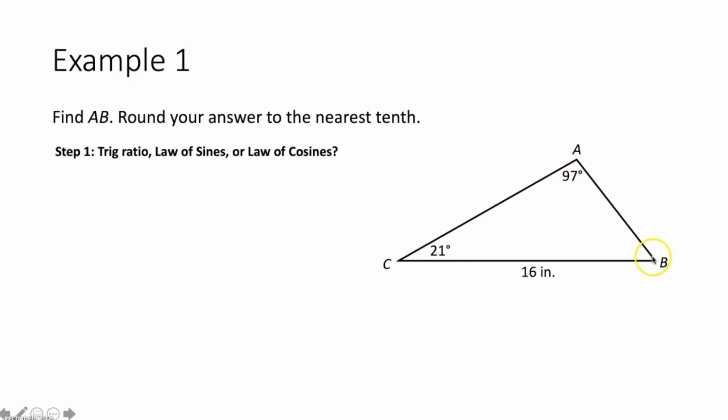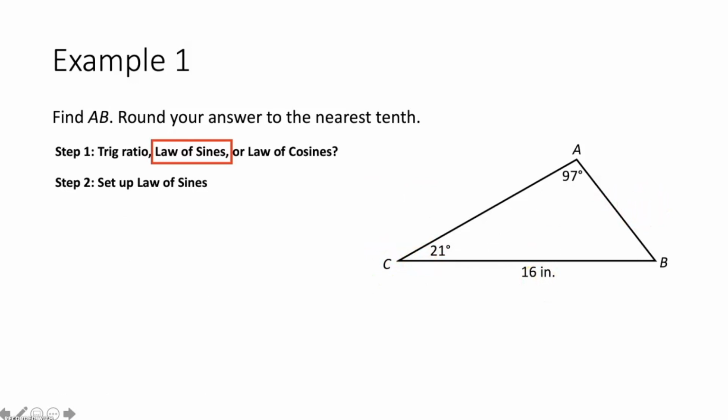Well, based on our chart before, we see that we have a non-right triangle, which means we're not going to use a trig ratio, and we're given two angle measures and one side length, meaning we need to use the law of sines. So remember, law of sines says I take the sine of an angle over the side opposite, set it equal to sine of another angle over the side opposite.